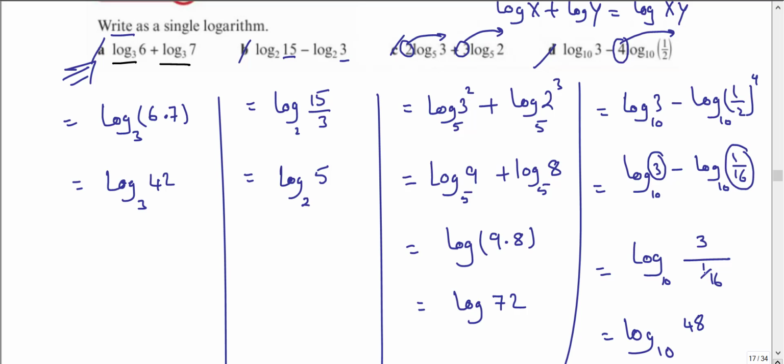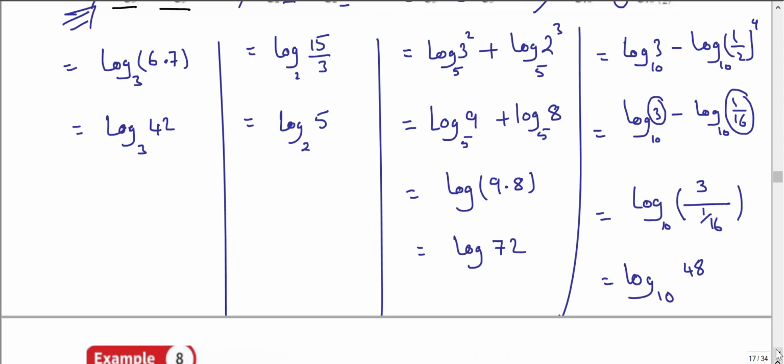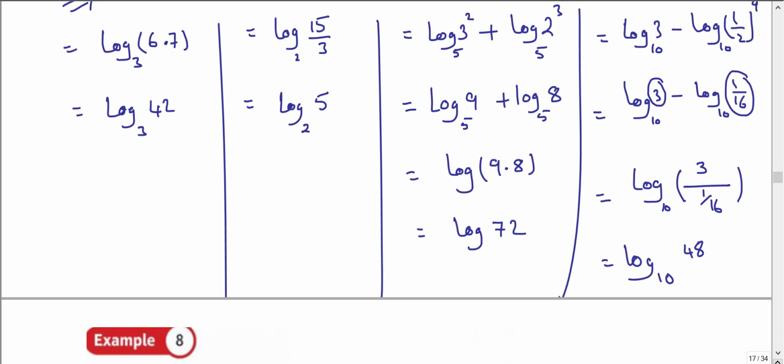Okay, do it on the calculator. What's 3 over 1 over 16? What's the value of this bracket? It's 3 divided by 1 over 16.